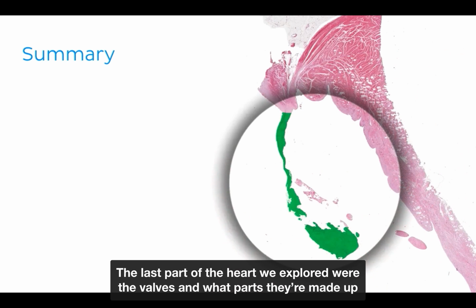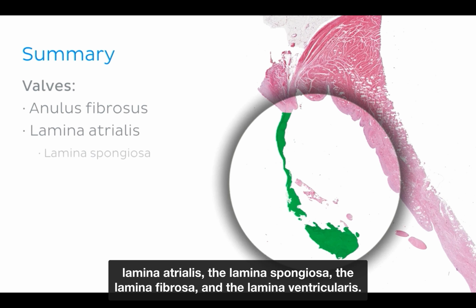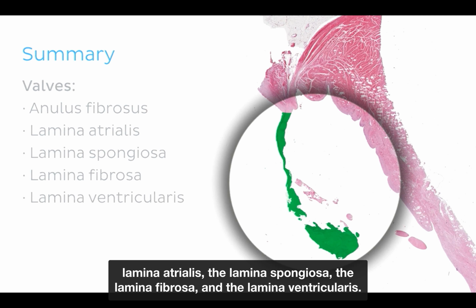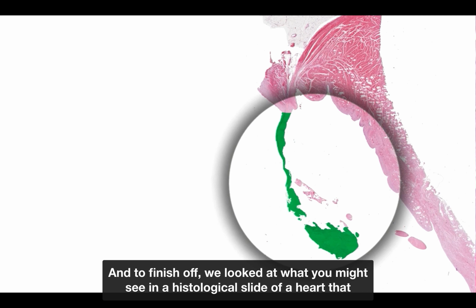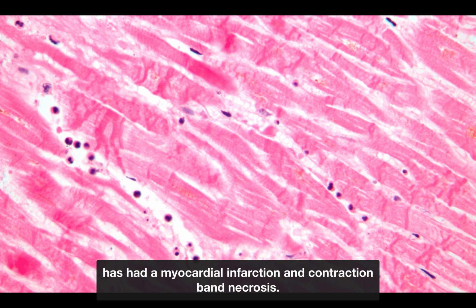The last part of the heart we explored were the valves and what parts they're made up of, and these parts are the annulus fibrosus, the fibrosus opening of the valve, the lamina atrialis, the lamina spongiosa, the lamina fibrosa, and the lamina ventricularis. And to finish off, we looked at what you might see in a histological slide of a heart that has had a myocardial infarction and contraction band necrosis.